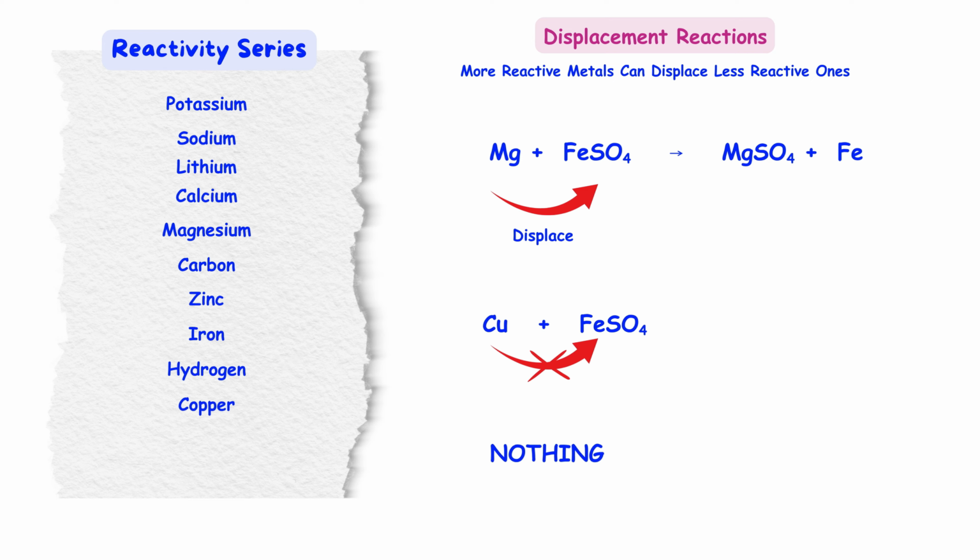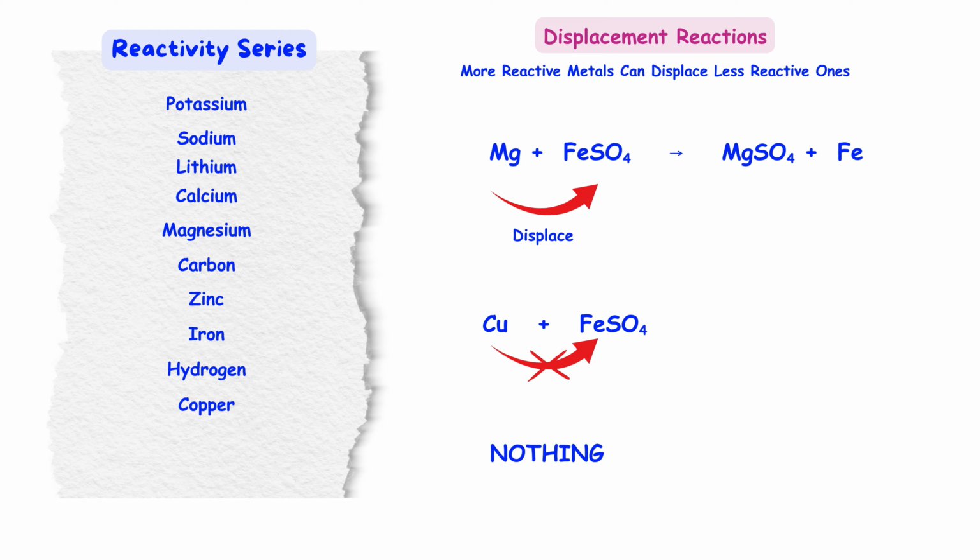Finally, let us discuss displacement reactions, which are based on the principle that a more reactive metal can displace a less reactive metal from a compound. For example, if we place a strip of magnesium into a solution of iron sulfate, the magnesium will displace the iron, forming magnesium sulfate and releasing elemental iron. This occurs because magnesium is more reactive than iron.